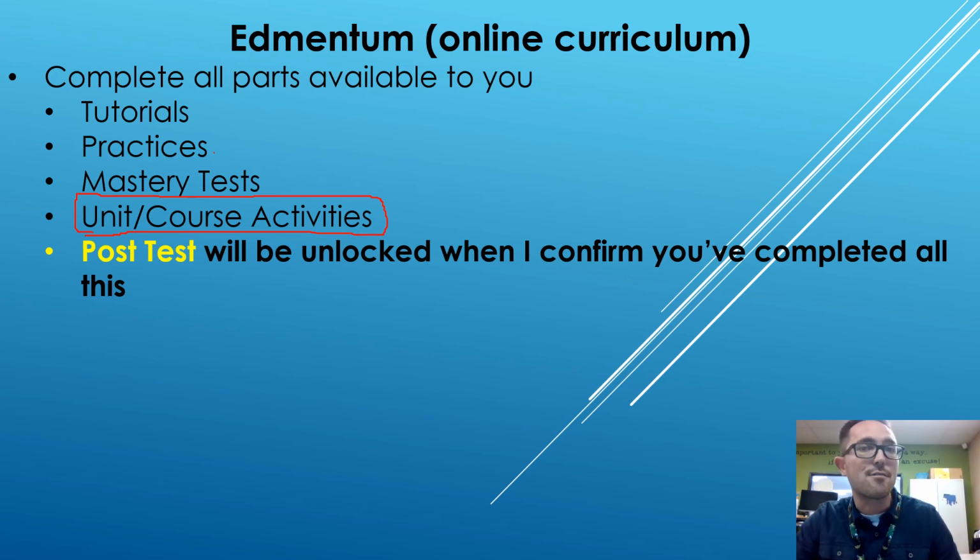And then finally, for each unit, the post-test. Okay, the post-test is going to be locked. I will unlock it when I confirm that you've completed all of the previous work. So I'm going to keep those post-tests locked. They all should be already now. You are responsible for basically getting all this done as soon as you can. When you're finished with one, message me, or if you're with me in a meeting, tell me, and I can unlock it after I check your work.